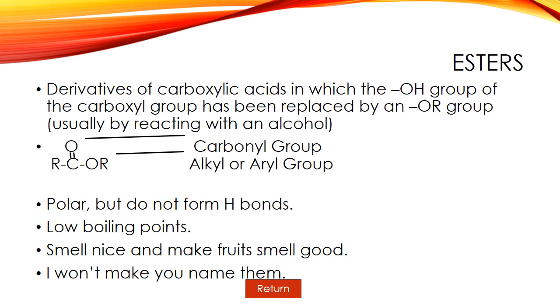Esters are derivatives of carboxylic acids in which that OH group on the end is now an OR group. So you now have a carbonyl group and an alkyl or aryl group. All right, so these are esters. C-O-O-R instead of C-O-O-H.